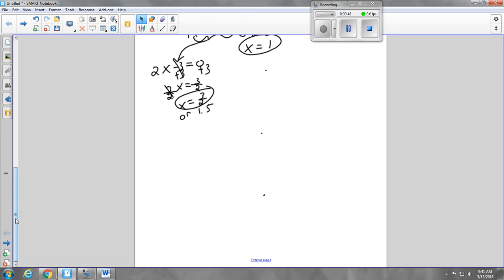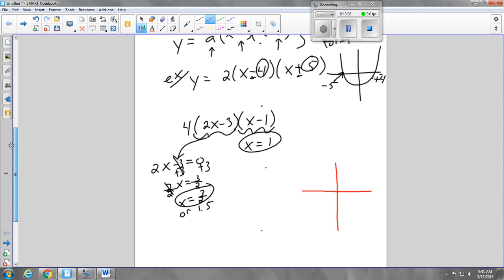Okay, then that brings us to, if we want to figure out what our vertex is, let's sketch this out really quickly. So I know that this thing is going to have an x-intercept at 1 and 1.5. And I know it's opening upward too, right? How do I know that it's opening up? Which one's positive in our equation? Yeah, the 4. If this 4 is positive, then it's opening up.